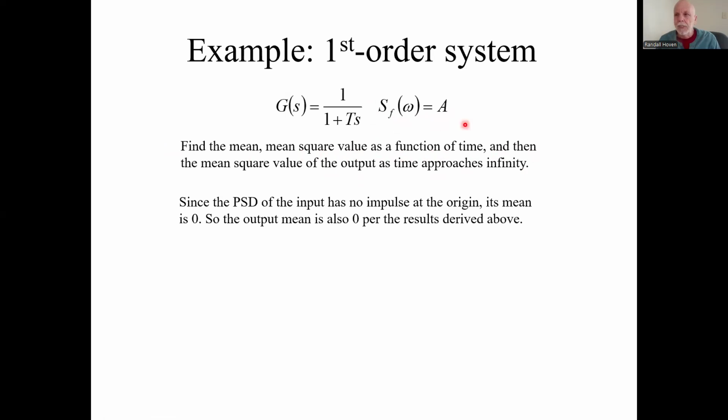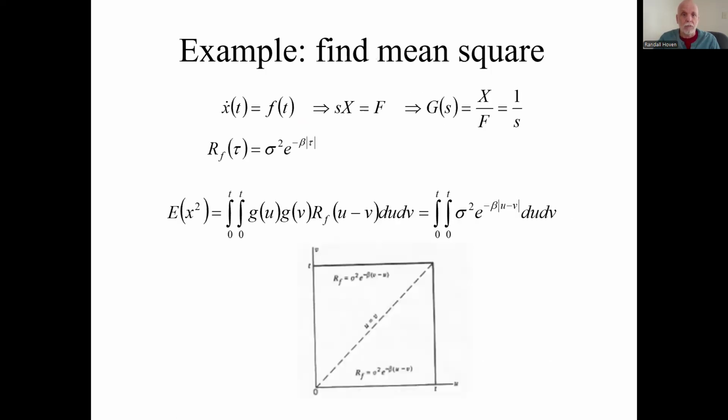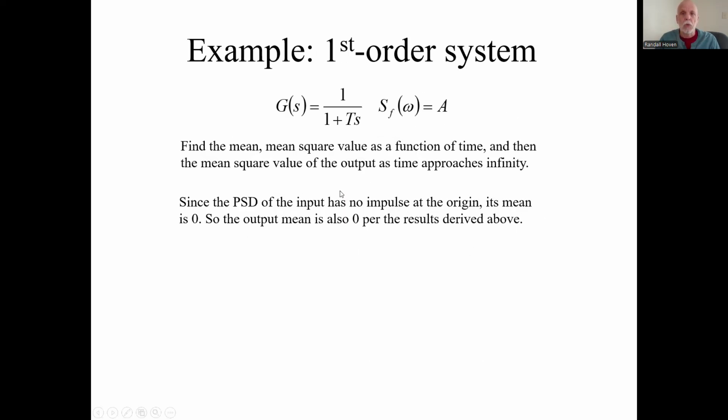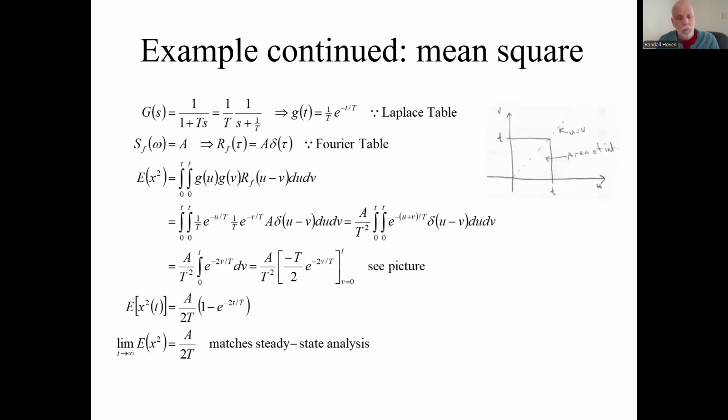The mean is easy because if the input mean is 0, the output mean is 0. If you go back to that formula for the mean, it doesn't matter what this integral is. If the expected value of the input is 0, you're going to get 0. And since this does not have a Dirac delta function in the power spectral density, its mean is 0. So the mean is easy. So let's do the mean square.